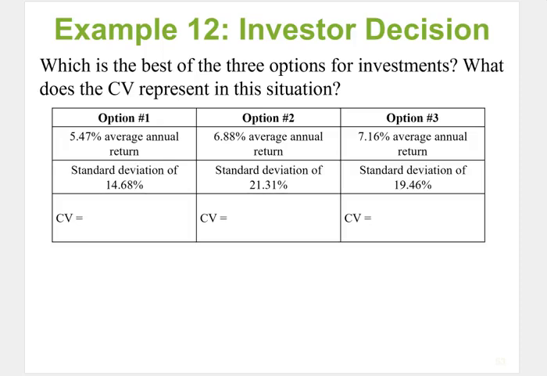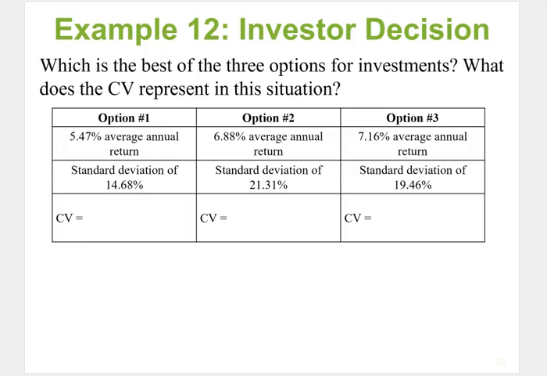I've got option number 1, which has a 5.47% average return annually, and its standard deviation is 14.68%, so on these stock prices. So that means it's got a pretty decent return. It's not the greatest, but it's decent. And we've got a low standard deviation. So that means that the prices of the stock isn't too spread out as far as the changing goes.